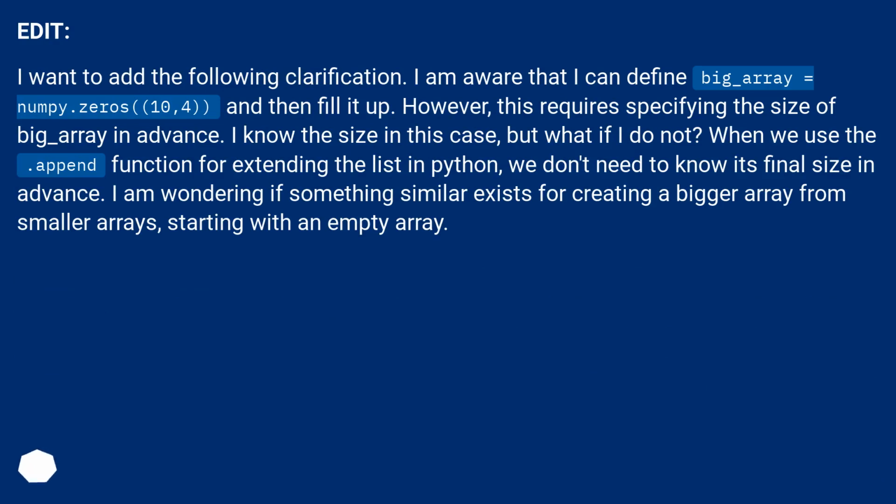Edit. I want to add the following clarification. I am aware that I can define big_array = numpy.zeros(10,4) and then fill it up. However, this requires specifying the size of big_array in advance. I know the size in this case, but what if I do not? When we use the .append function for extending the list in Python, we don't need to know its final size in advance. I am wondering if something similar exists for creating a bigger array from smaller arrays, starting with an empty array.